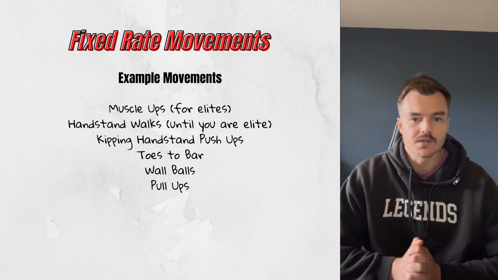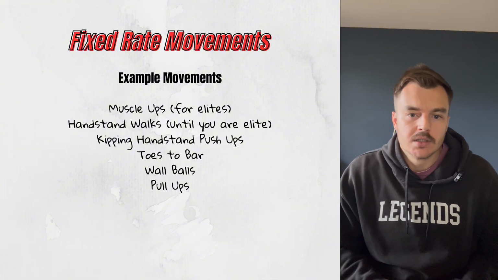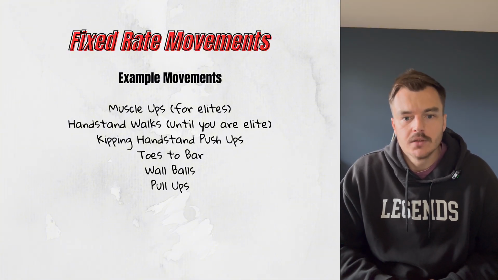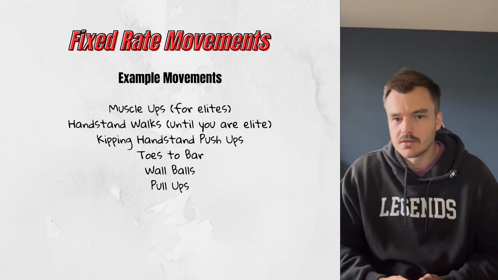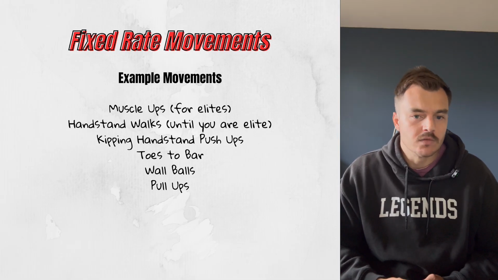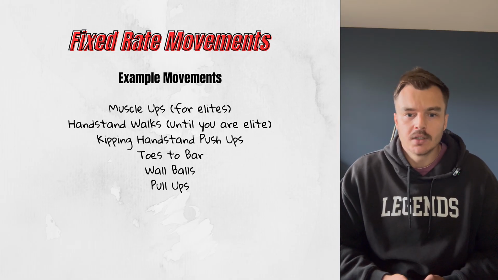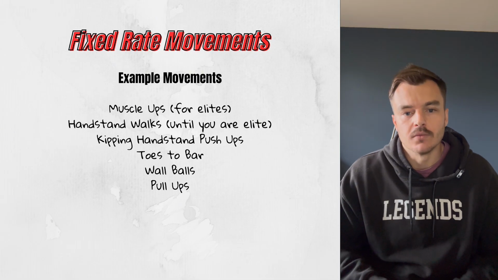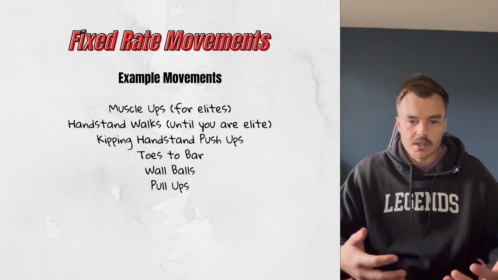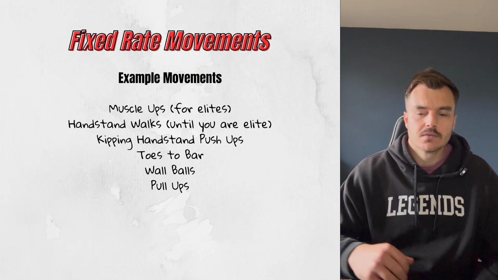Toes to bar, wall balls, and pull-ups are all fixed rate movements. It's hard to speed up a kipping pull-up, right? Especially a butterfly pull-up, is however fast you do them. If you're hitting the movement standard and moving efficiently on any of those three movements, you're not gonna have much room to speed up how fast you actually do the movement, right? And so that's why we're considering them fixed movements.